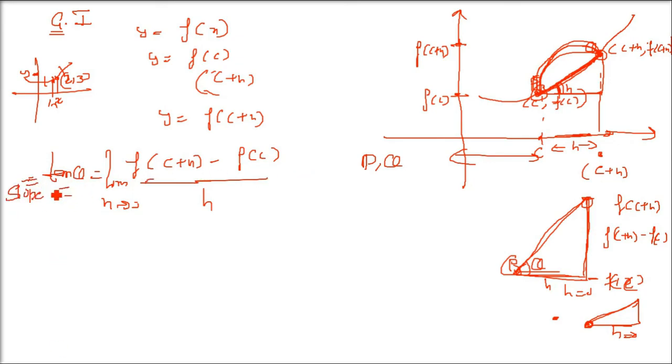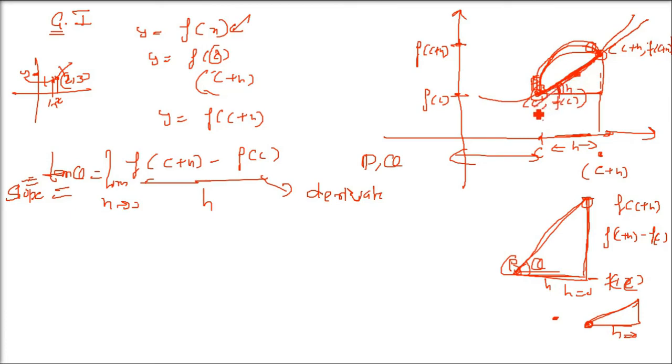Tan theta is the slope. Tan theta is M. Tan theta is the slope of what? It's the derivative. Basically, it's the slope of the tangent. So the derivative of a function f(x) at a point x equals c is the slope of the tangent to the curve y equals f(x) at the point (c, f(c)).